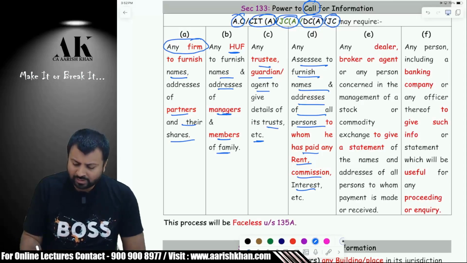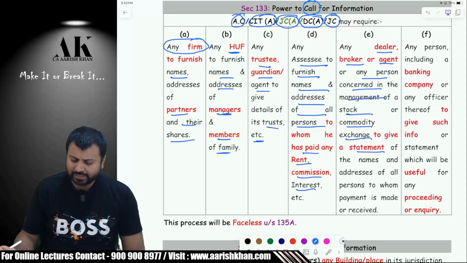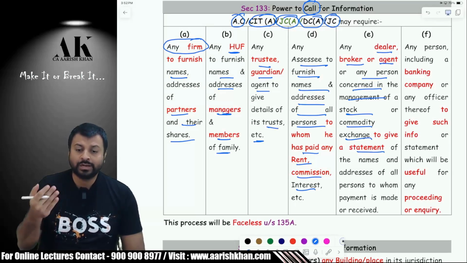Now, they can also send a notice to a dealer, broker, agent, or any concerned person of the stock market or commodity market, to give the names and addresses of the persons who are dealing in the stock market.